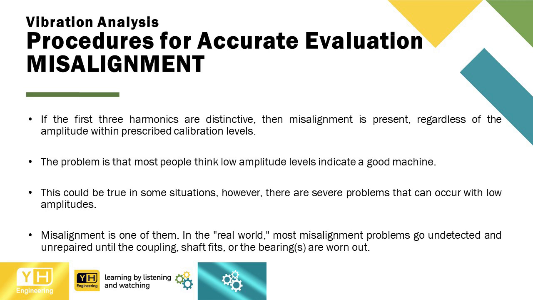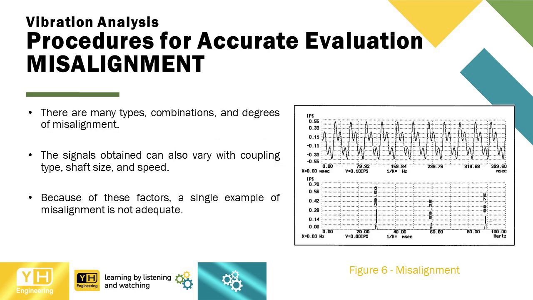The problem is that most people think low amplitude levels indicate a good machine. This could be true in some situations, however, there are severe problems that can occur with low amplitudes. Misalignment is one of them. In the real world, most misalignment problems go undetected and unrepaired until the coupling, shaft fits, or the bearings are worn out. There are many types, combinations, and degrees of misalignment.